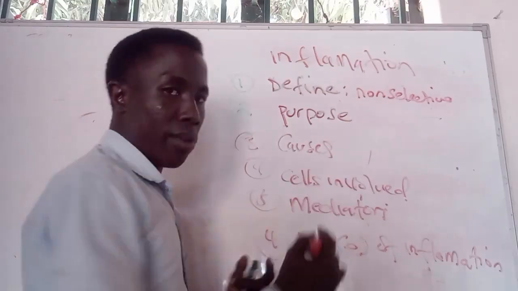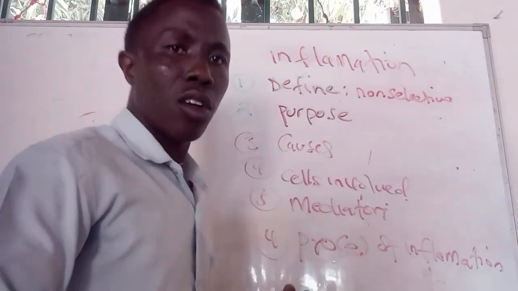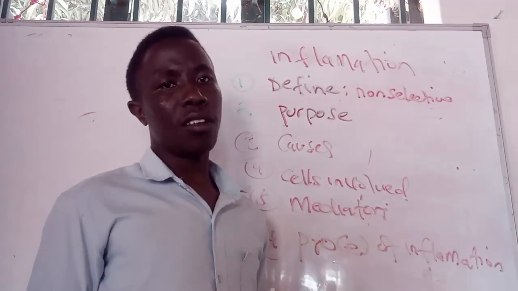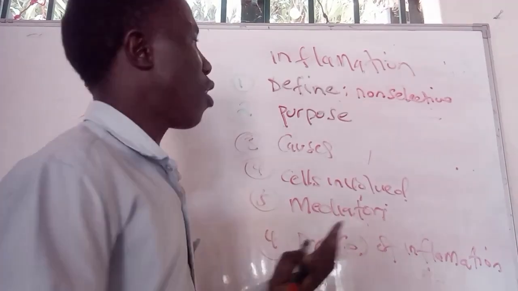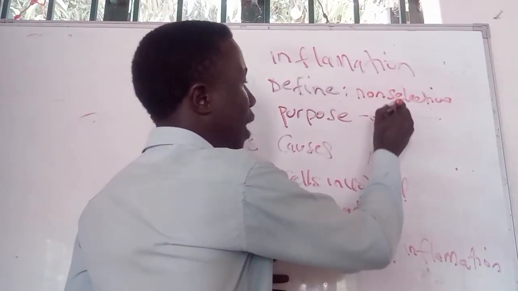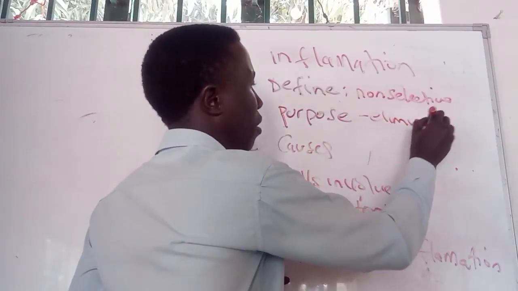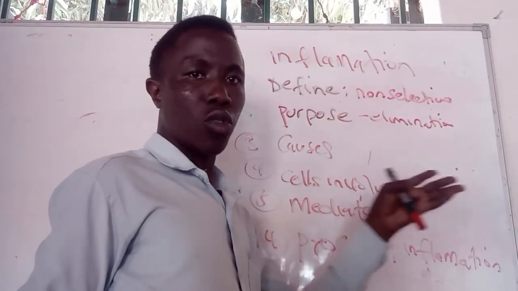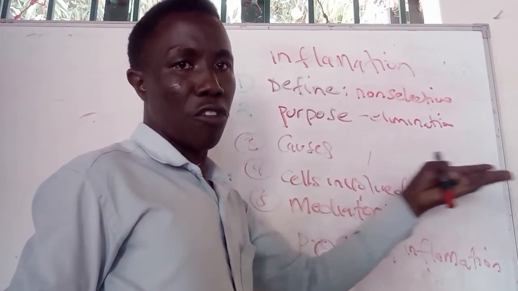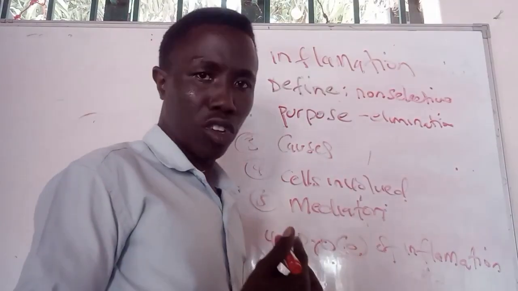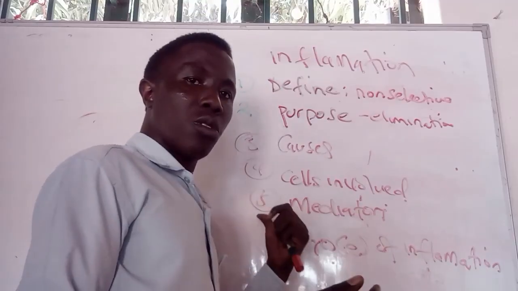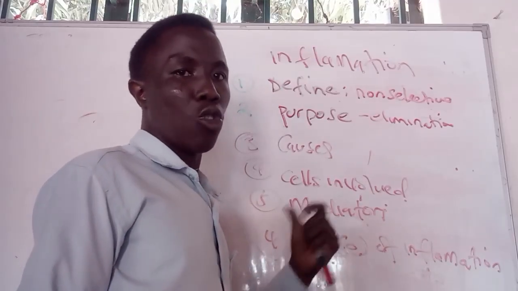What is the purpose of inflammation? Why does the body have to react towards the presence of these microorganisms? One of them is it helps in the elimination of the cause of inflammation. That could be maybe the pathogens or any other cause that has led to the inflammatory response to be executed.